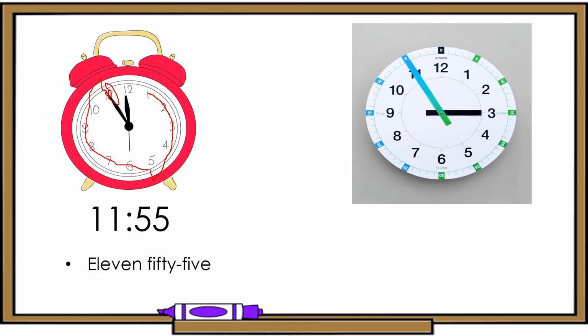So, bakit 11:55 at hindi siya 12? Dahil hindi pa naman 12 o'clock. Papuntang 12 o'clock pa lang po yun. So, 5 minutes before 12 o'clock.